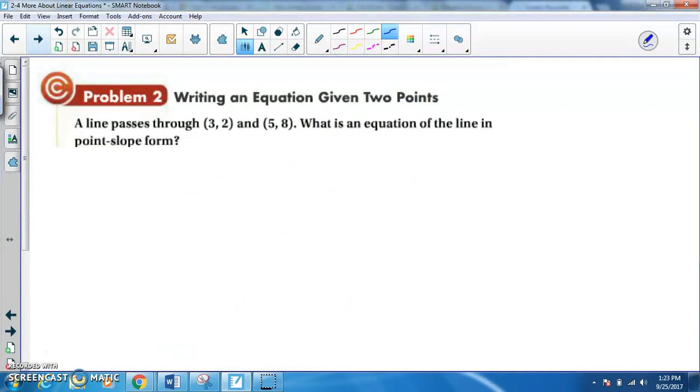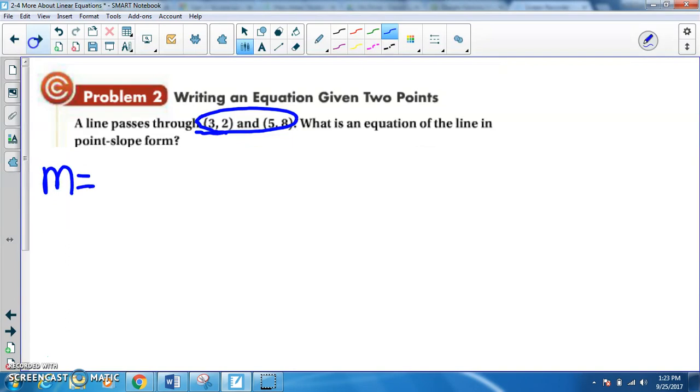Writing an equation given 2 points. A line passes through points (3, 2) and (5, 8). What is an equation of the line in point-slope form? So it is asking for it in point-slope form. We need our point and we need a slope. Since we have 2 points, we have to use the 2 points to find slope.